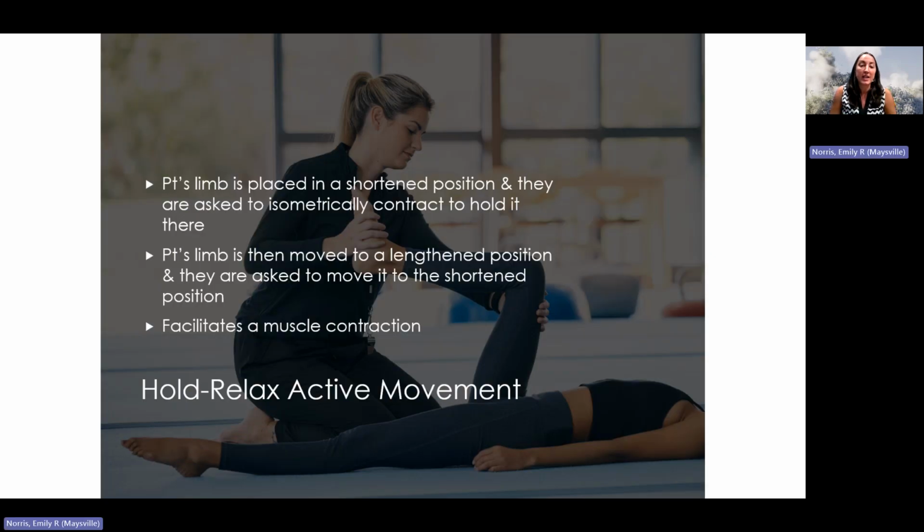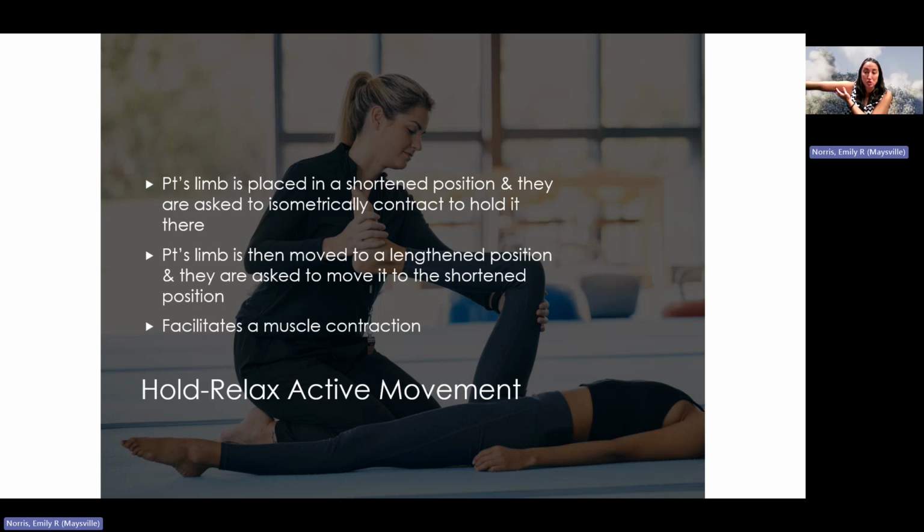All right, hold, relax, active movement. First you put the patient's limb in a shortened position and they're asked to isometrically contract to hold it there. Then the patient's limb is moved to a lengthened position and they're asked to move it to the shortened position. So you shorten it and you say hold. I'm just going to do it like my biceps. Shorten it and say hold, and then you lengthen it and you say move it back, and they move it back to that shortened position.